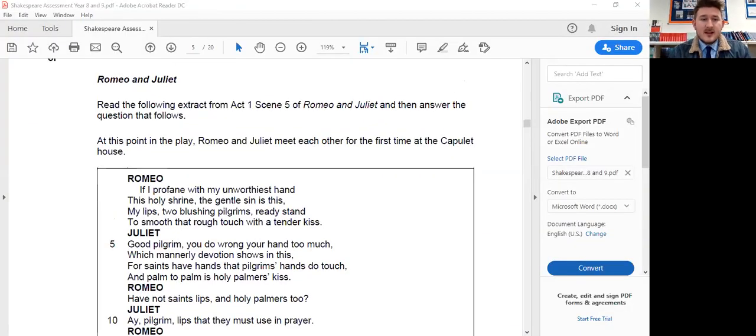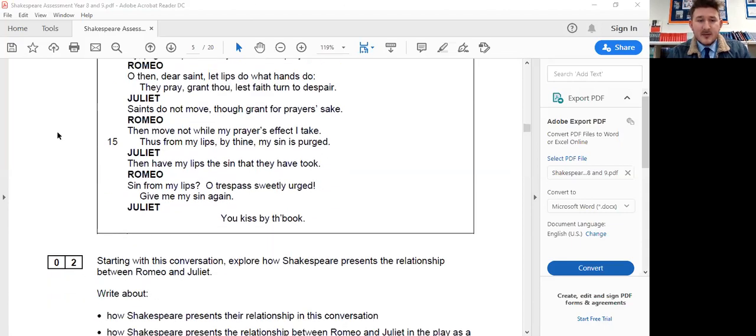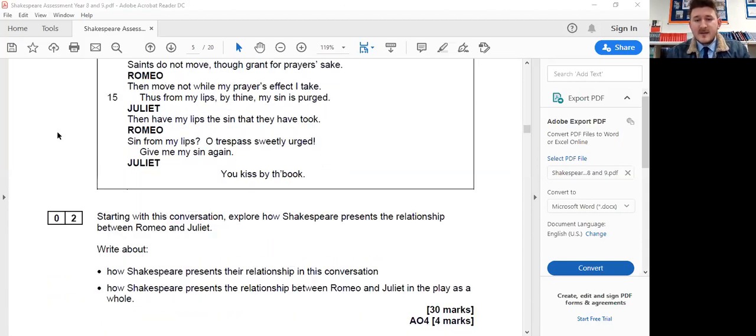If you've got a year 8 or year 9 assessment to complete for me, I'm just going to talk you through the instructions for that. Up on the screen, you should hopefully see in a second what the assessment I've sent out to you will look like. Now, the question is based on the beginning of the play, and it's how does Shakespeare present the relationship between Romeo and Juliet?